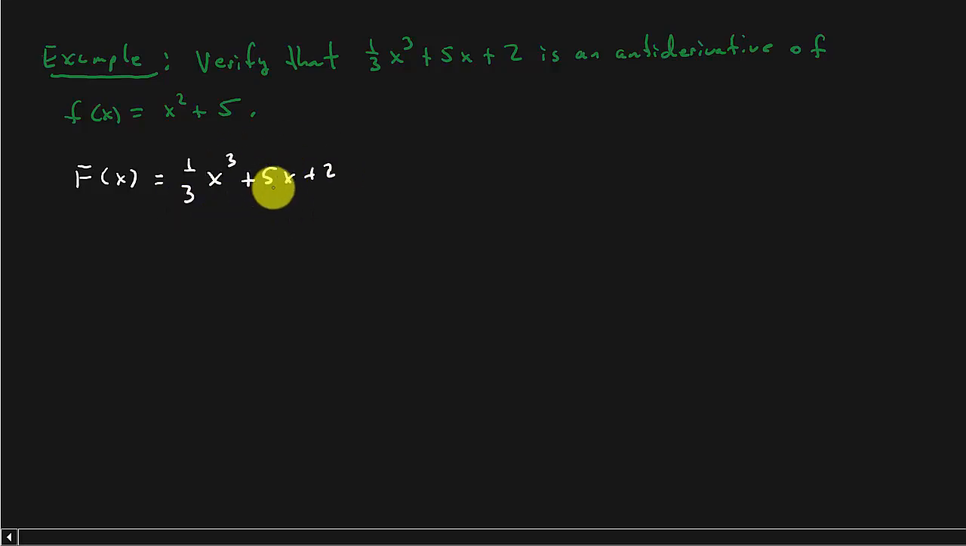So if we take the derivative of this, f prime of x, remember, 3 comes down, 3 times 1/3 is 1, subtract 1 from the exponent, so that's x squared, plus the derivative of 5x, which is just 5, and you can see we get little f of x. So this right here is an antiderivative because we were able to take the derivative and end up with this little f here.